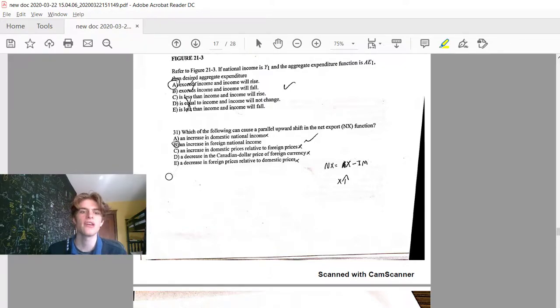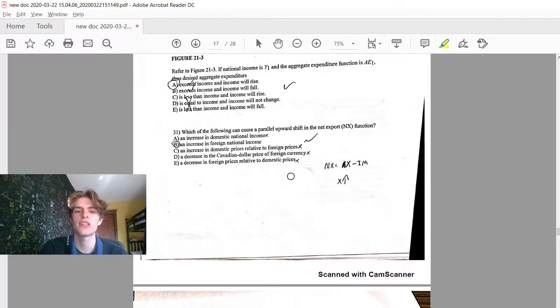So that one's good. An increase in domestic prices relative to foreign prices. If our goods become more expensive, why would they buy them? Our exports would go down. A decrease in the Canadian dollar price of foreign currency. That means that the exchange rate has changed. So if before it cost us 2 Canadian dollars to buy a US dollar, maybe now it costs us 1.5 to buy a US dollar. The point is that it didn't make it better for the US, it made it worse. So they wouldn't import more.